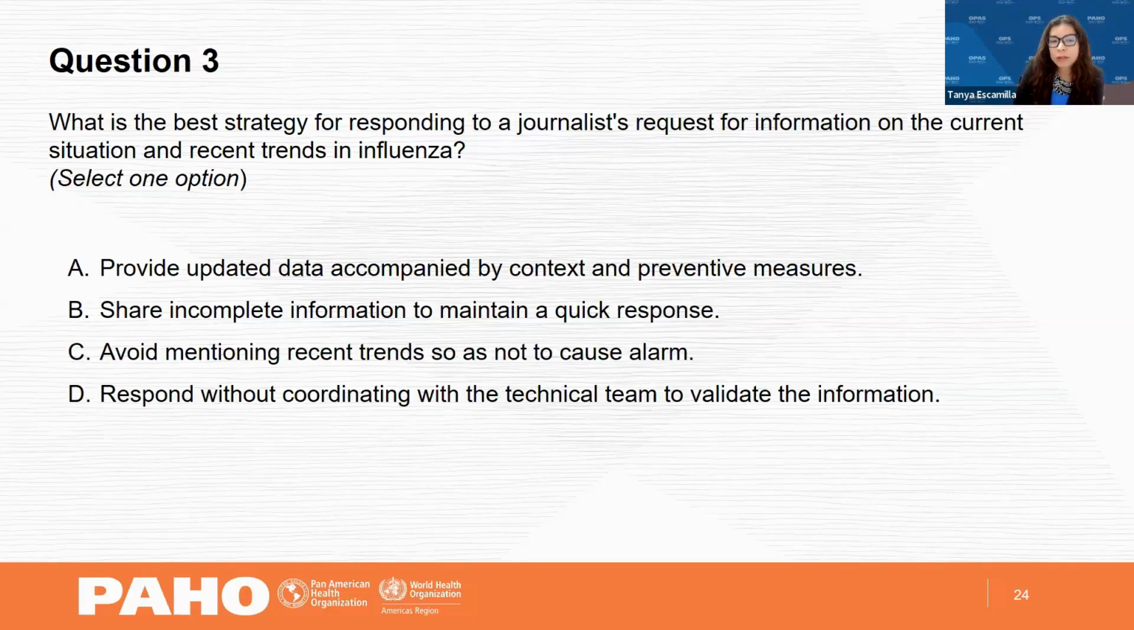And responding with only the data that is available at this time. The third option is to avoid mentioning recent trends to avoid creating a sense of alarm. And the fourth one is to respond without coordination with the technical team to validate the information.